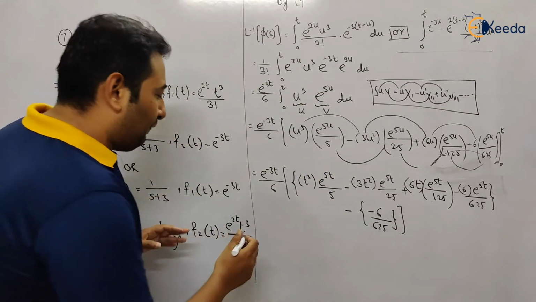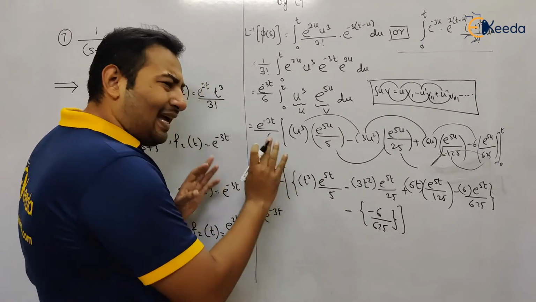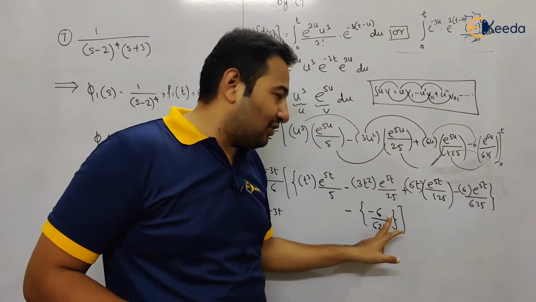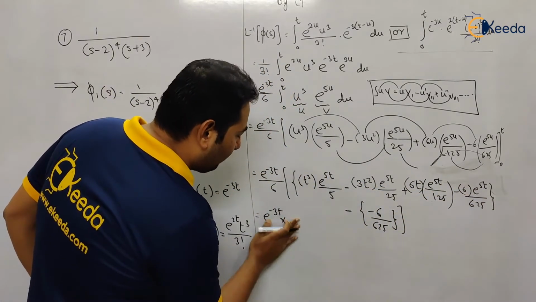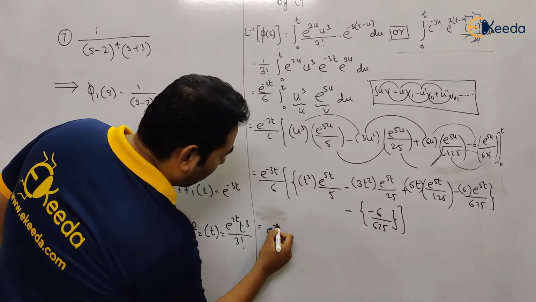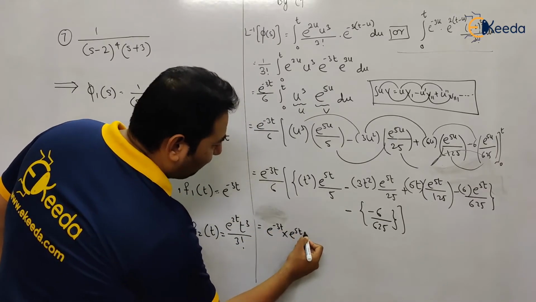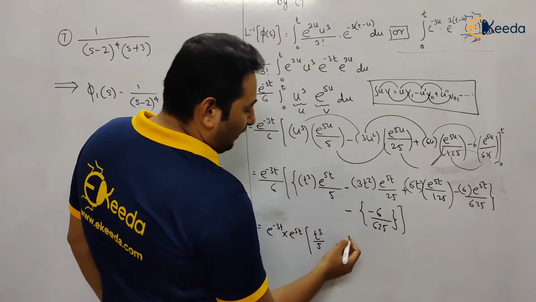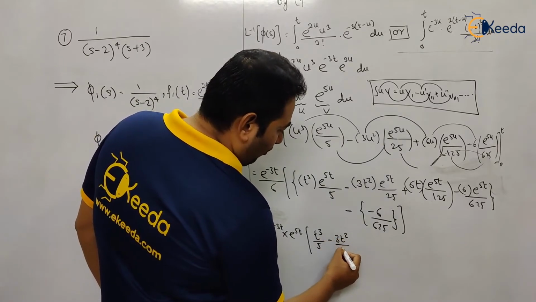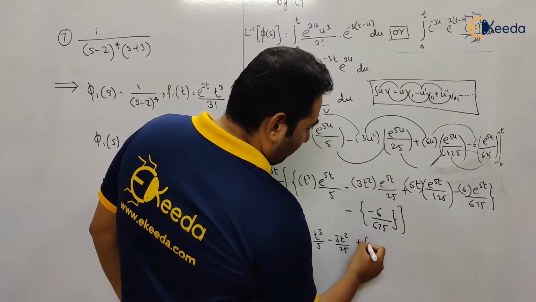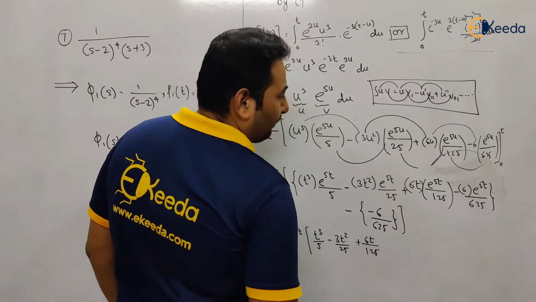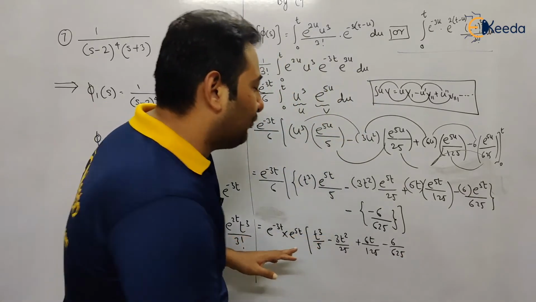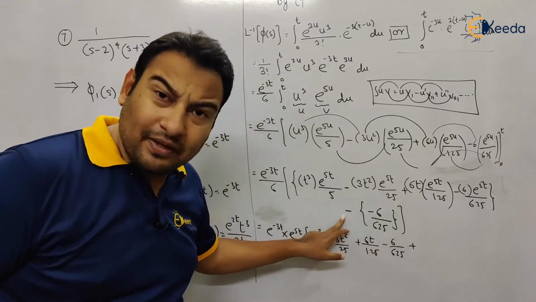We're done with it, but if you still want, you can keep the result as it is, or you can take e raised to 5t common. See, it's common in all the terms except this term. Let us take e raised to 5t common. If we take e raised to 5t common, inside here we will be left with t cube upon 5. Here it is minus 3t square upon 25, 6t upon 125, minus 6 upon 625, and here actually it is plus, minus, plus, minus.